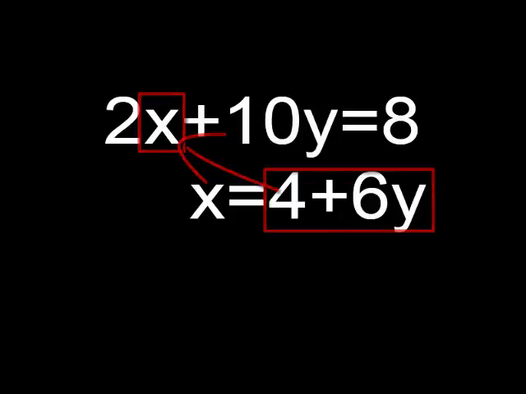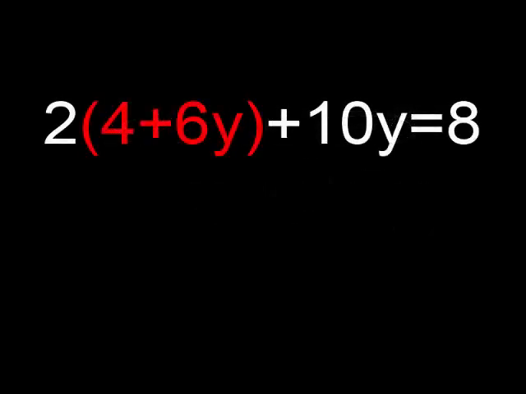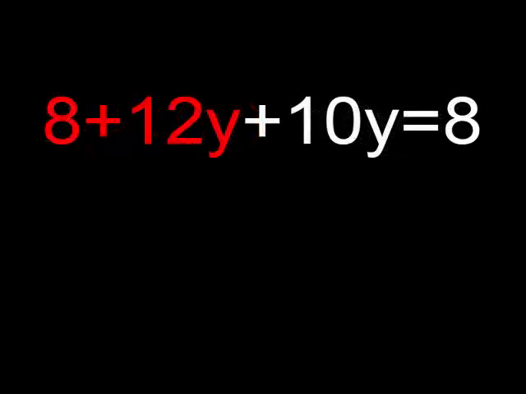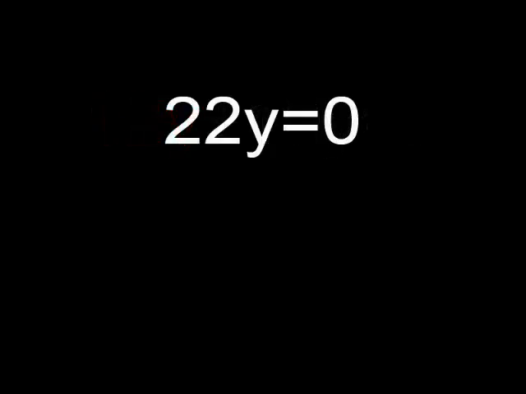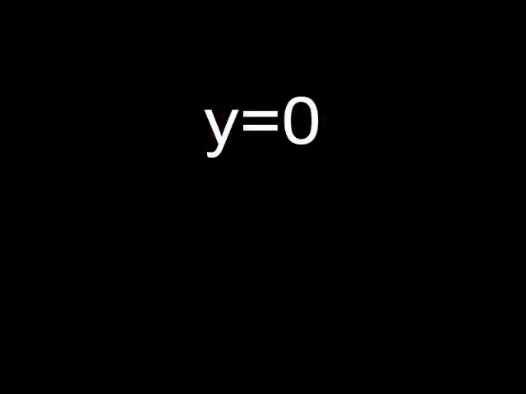Once I do that, I'm going to end up with 2 parentheses 4 plus 6y, because I did have an x there, plus 10y equals 8. Notice there's no more x's. Again, that's the point. After that's done, solve it like normal. Here I'd have to distribute the 2. Once that was done, I would probably subtract the 8, because that's the opposite of add 8. Once that was done, I got a couple of y's on the left here. Got to put those together and make 22. And once that's done, I got to divide everything by 22, because that's the opposite of times. I end up with y equals 0.